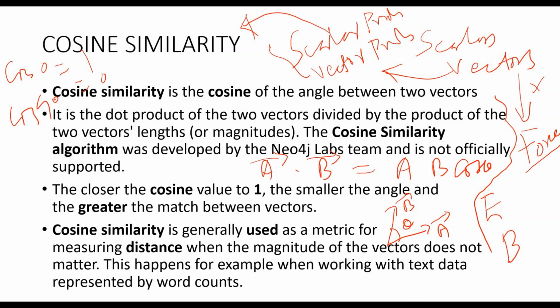Cosine similarity is generally used as a metric for measuring distance when the magnitude of the vectors does not matter. That is very important. This happens, for example, when working with text data represented by word counts. So we can use it in NLP when we work with text data.